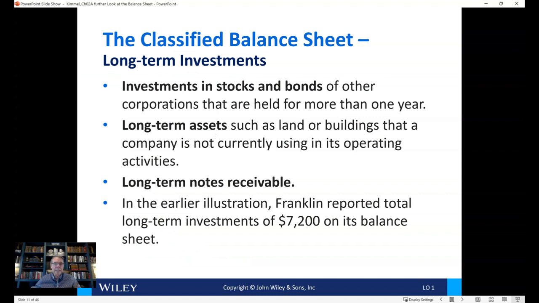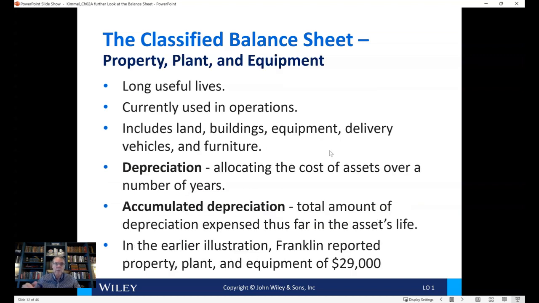So long-term investments, again, are things that are held for more than a year. Long-term assets is land and buildings that a company is not currently using in its operating activities. Long-term notes receivable. Property and plant equipment, long useful lives, buildings. Chick-fil-A, if you go and look at a Chick-fil-A, you'll see that they have a building, they have tables, they have equipment for cooking, they have storage facilities, they have the land that facility is on. Those are all long-lived assets that they're used currently in operations.